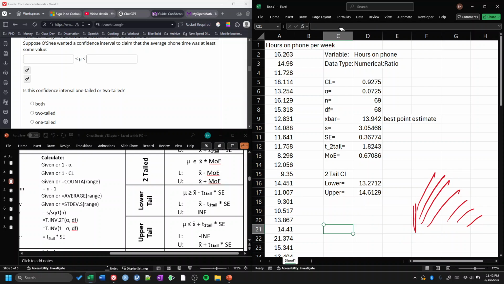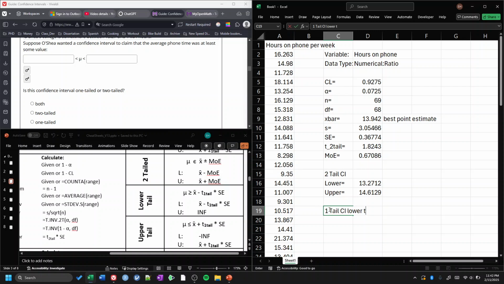Okay, let's erase this out again, and let's do a one-tail confidence interval. We'll do a one-tail confidence interval, and we'll do this as a lower tail.